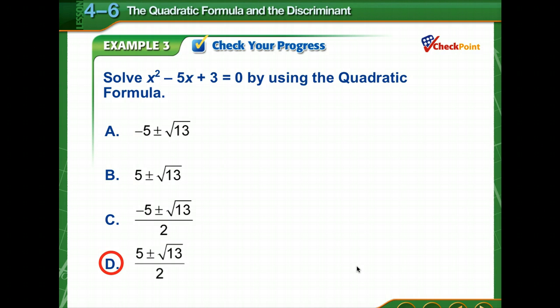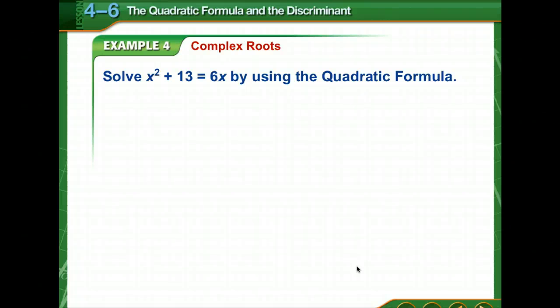So did you get 5 plus or minus the square root of 13 over 2? If so, excellent job. Now when using the quadratic formula, if the value of the radicand is a negative value, the solutions will be complex. Remember the number i, imaginary numbers? Complex solutions always appear in conjugate pairs. So now we're going to look at complex roots.